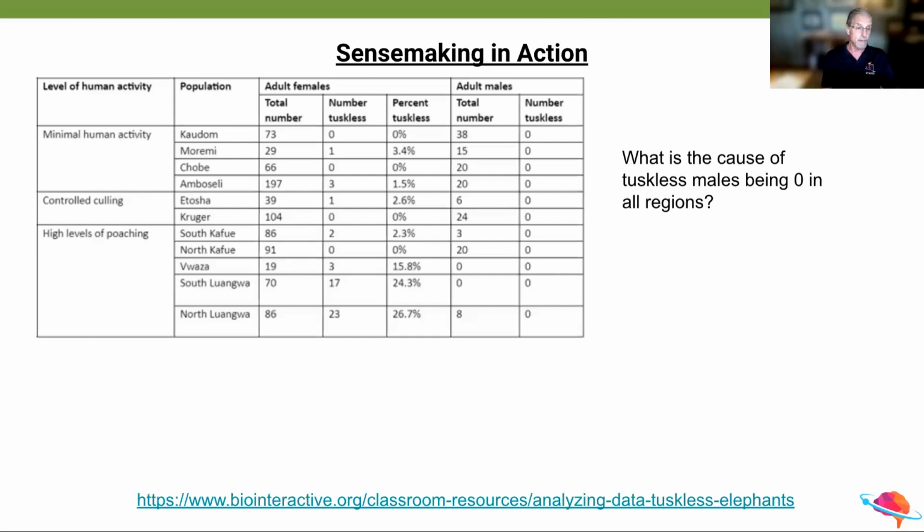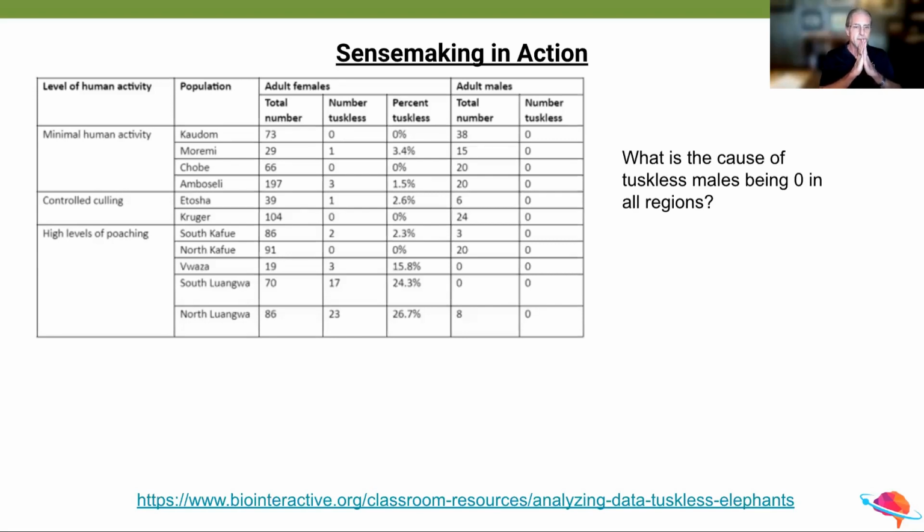Okay, controlled culling is where they actually remove elephants to keep the population in check. And the areas of high poaching, I guess you know what that means. But take a look also, even within the high poaching, there's some discrepancies that you can see. So what we're trying to do here is try to make some sense out of what is the deal.